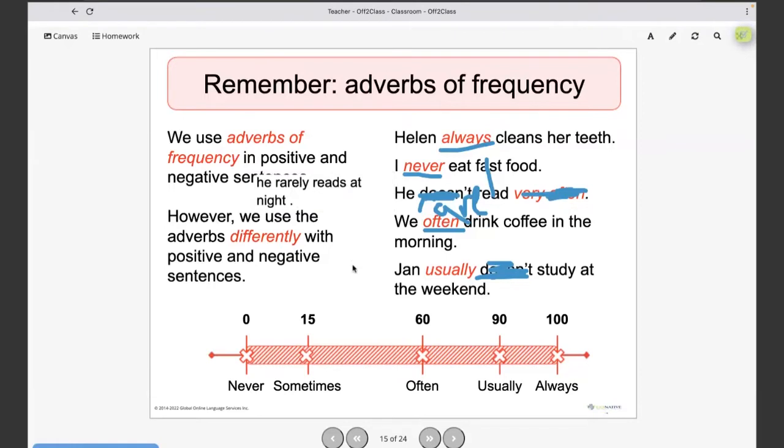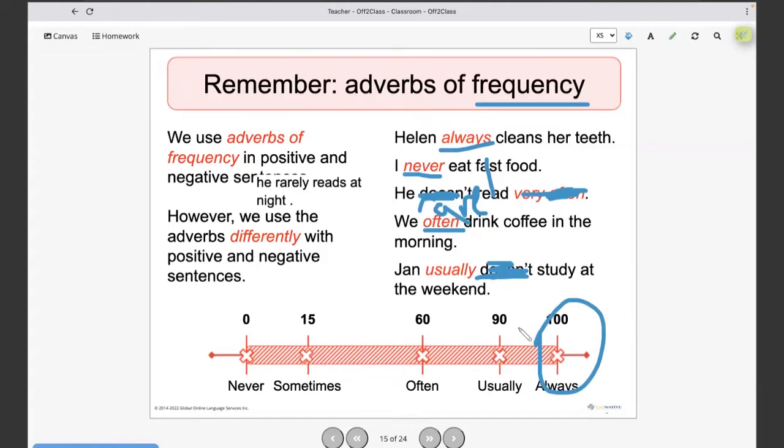So in positive sentences I'm always putting the adverb of frequency. Why do they call it adverb of frequency? Because they tell how frequent the action is, how often it repeats. Frequency means repetition. When I say I always win or Helen always cleans her teeth, it means she never skips a day without cleaning her teeth. Always means 100%. It tells me how much of the time I do this thing.